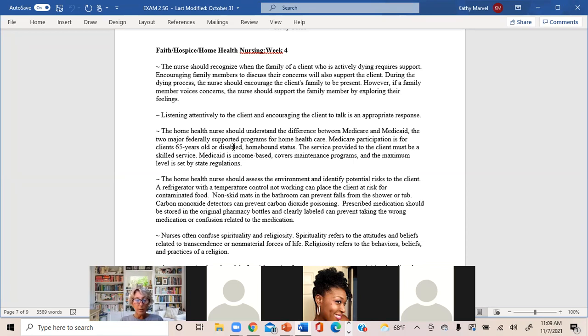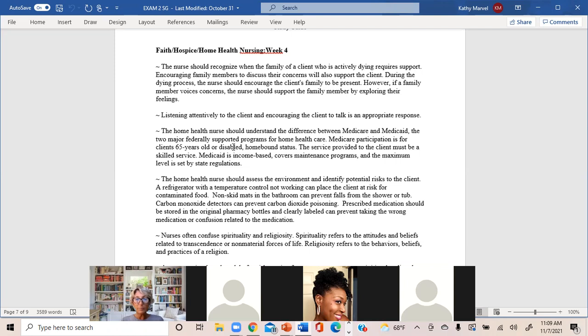Okay. For the week 4 content, the chapters were 29 and 30. So it's either 29 or 30. I think faith-based is 29 and hospice and home health is 30. So I think it's in chapter 30. There's an excellent box that breaks down the difference between Medicare and Medicaid.